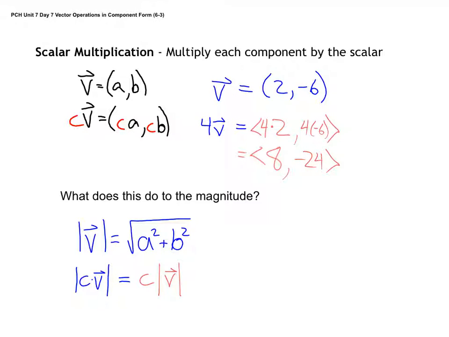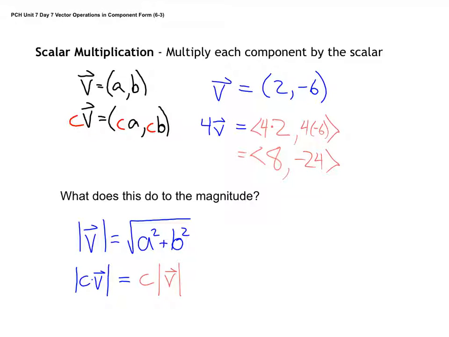Now, this is useful in keeping our numbers small. If you have a vector that has some pretty large numbers, if you see a common factor, you can make it a common multiple of a smaller vector and then just multiply the magnitude by that at the end.